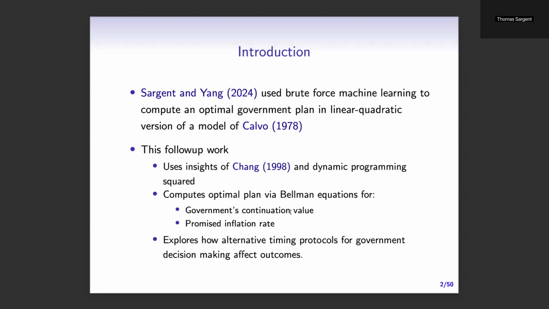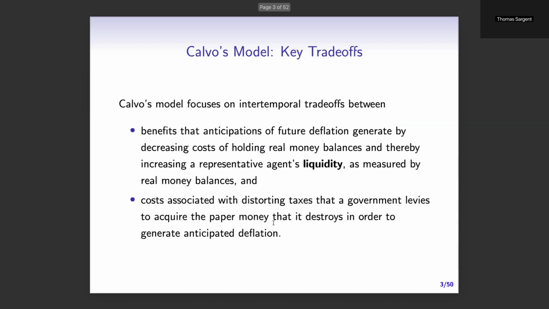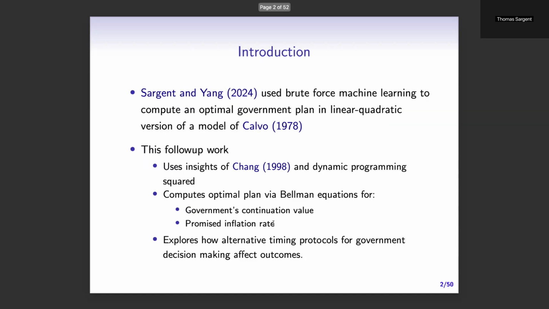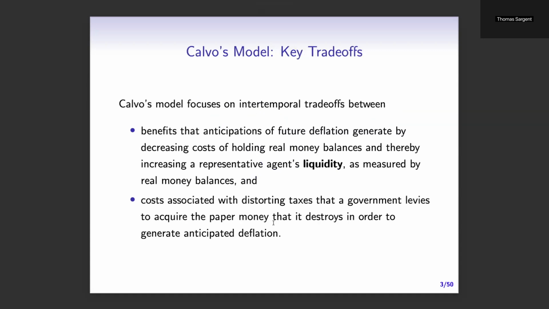One for the government's continuation value, and the other for promised inflation. And another thing we're going to do in this kind of a reader's guide to this little note, we're going to explore how alternative timing protocols for the government decision-making affect outcomes. So, okay, I'm going to go fast over this because the model is exactly what we talked about last time.